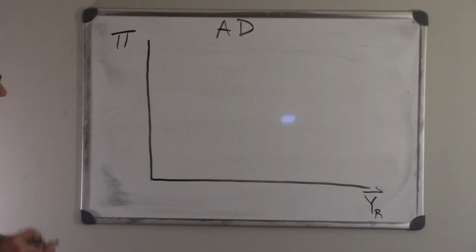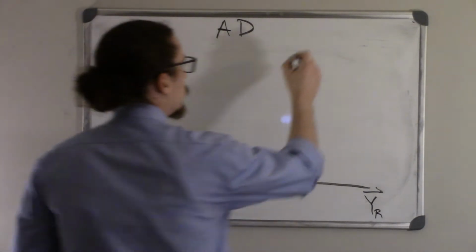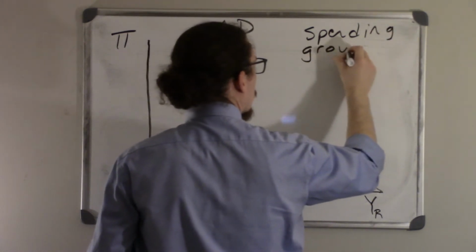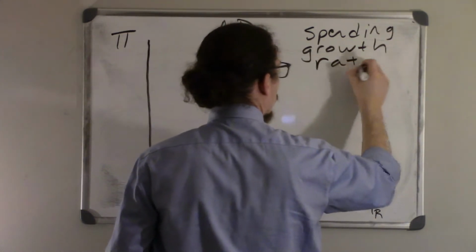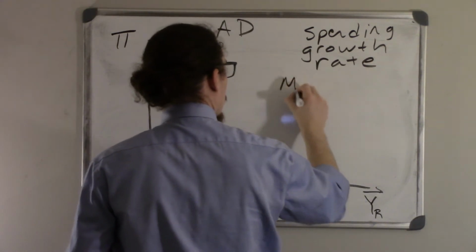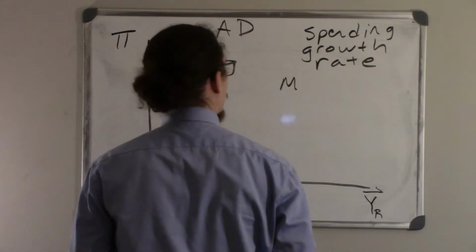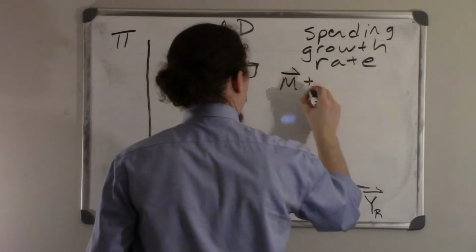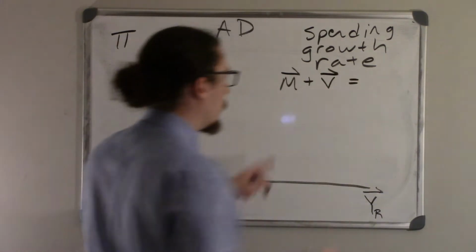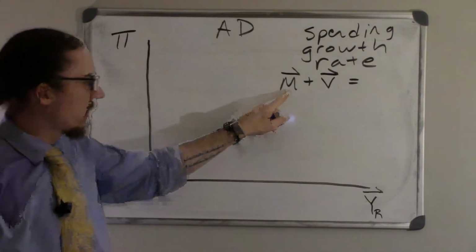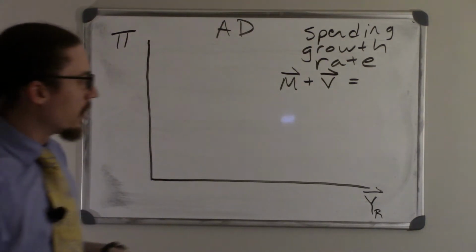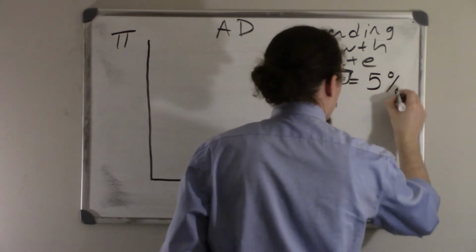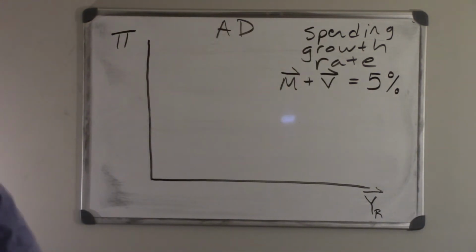Then we are going to say our spending growth rate, which is the money supply growth rate plus the velocity of money growth rate, we'll set it equal to something. For this example, let's say it's equal to 5%.